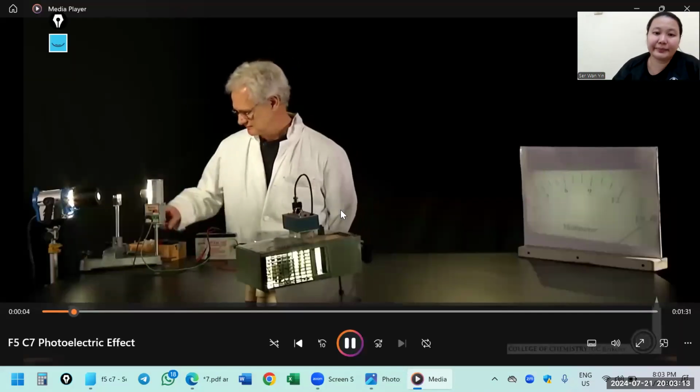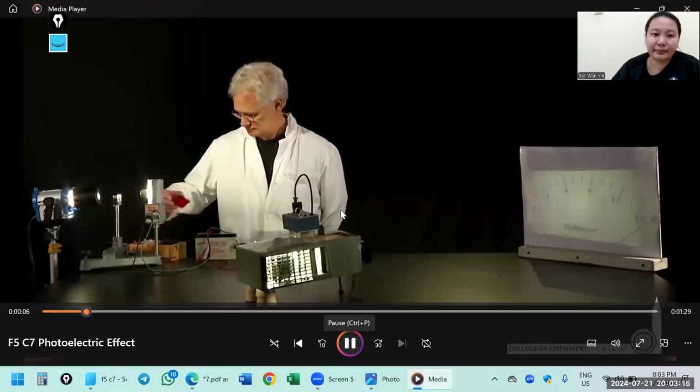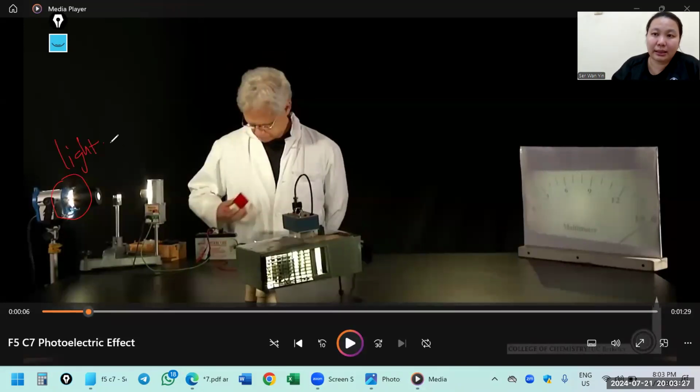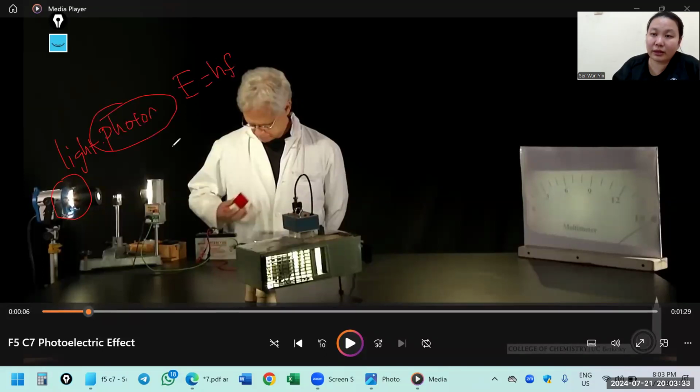Lonnie. We're in the demo lab with Lonnie, where he set up a photoelectric circuit. Here got light. Light means it's a photon. Photon means E equals hf. It's energy in packet. Photon means energy in packet.